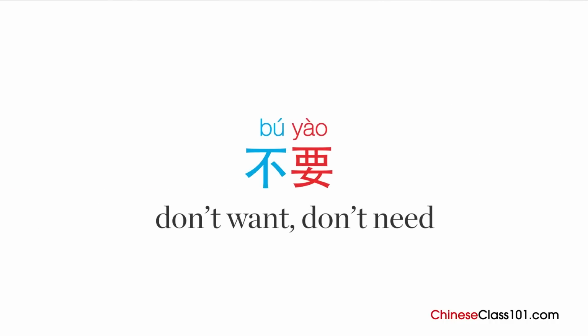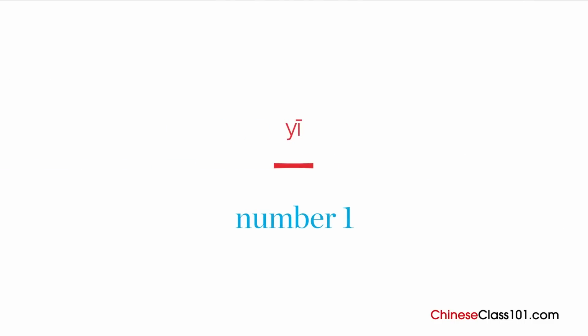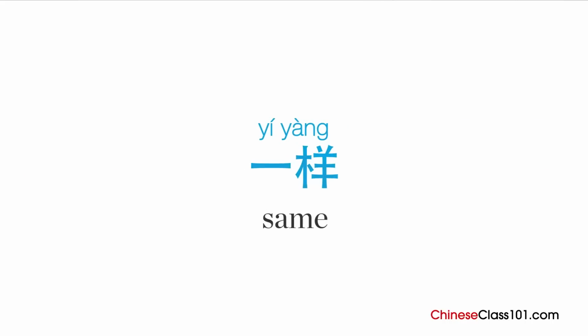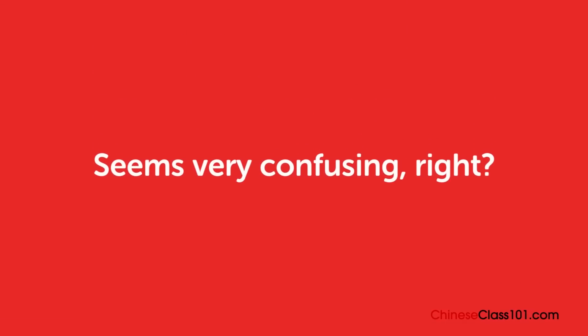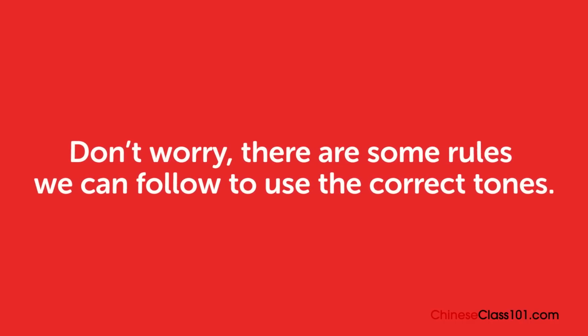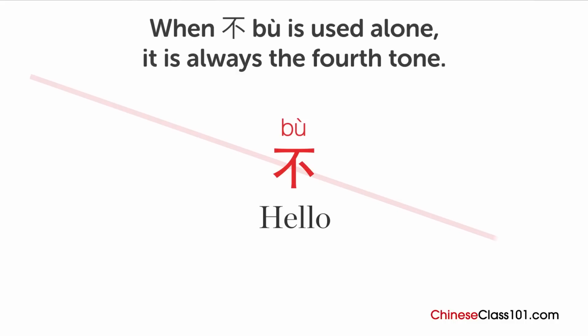For example, 不 is the second rising tone in 不要, but it's the 4th falling tone in 不好. 一 as in number 1 is pronounced as yī, but in 一样, it becomes the 2nd tone. In 一起, it's the 4th tone. Seems very confusing, right? Don't worry, there are some rules we can follow to use the correct tones. When 不 is used alone, it's always the 4th tone, 不.